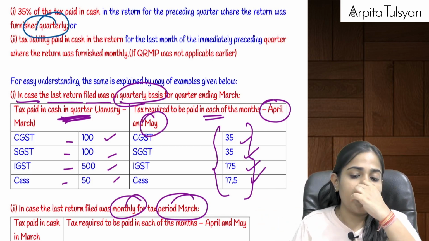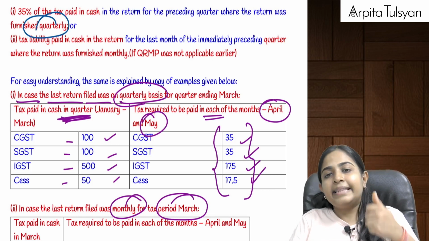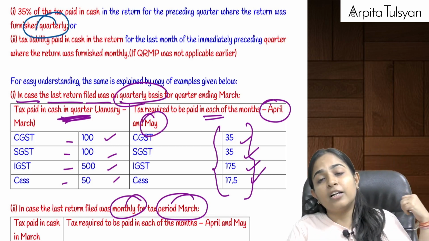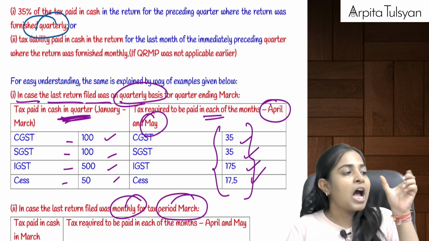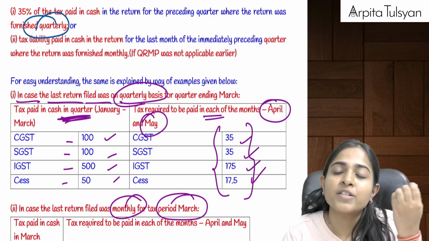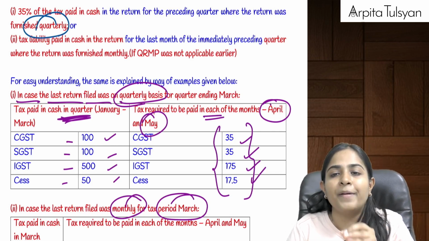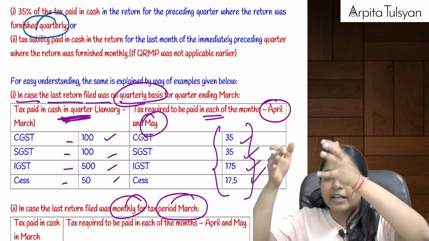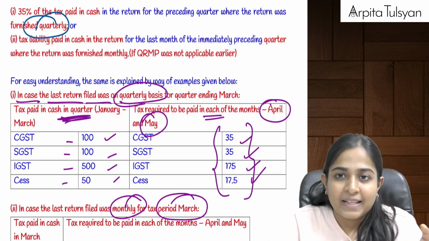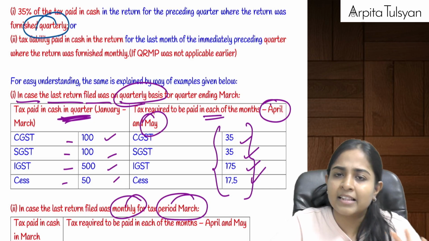Example, if I am talking about payment of tax for April, then I will have to check whether in the last quarter I had filed the return on a quarterly basis. If the return for the last quarter was also filed quarterly, how much was the tax paid during Jan to March? Let's say tax paid during Jan to March was 100 rupees by electronic cash ledger. So 100 multiplied by 35%, 35 rupees I have to pay in April, and 35 rupees I have to pay in May. This becomes a fixed sum. Are you clear with this? And whatever is the balancing figure of tax payable, you can pay it while filing the quarterly returns.